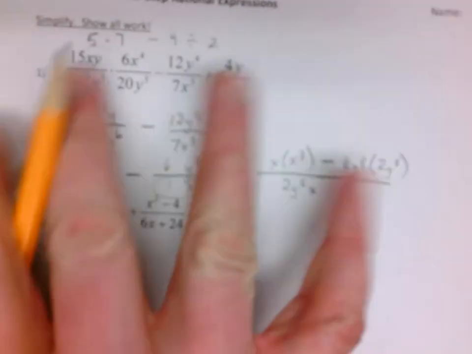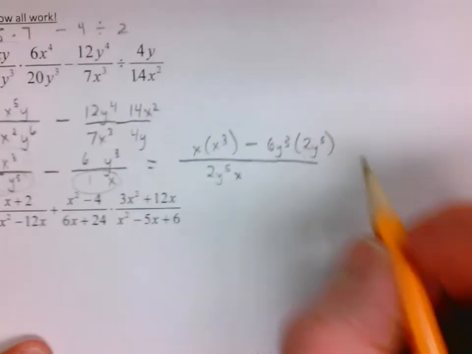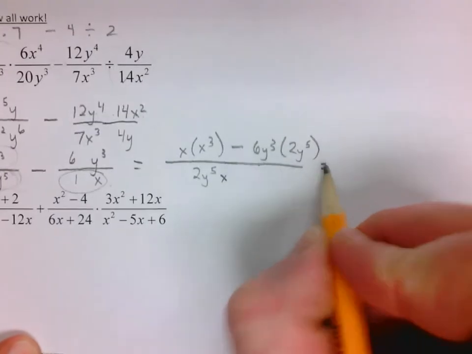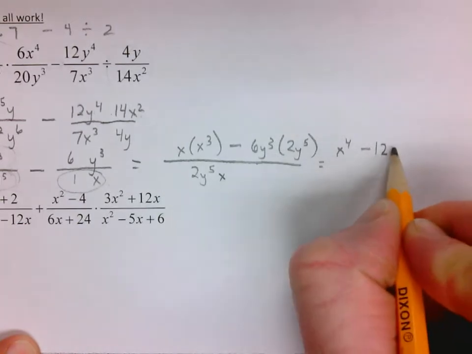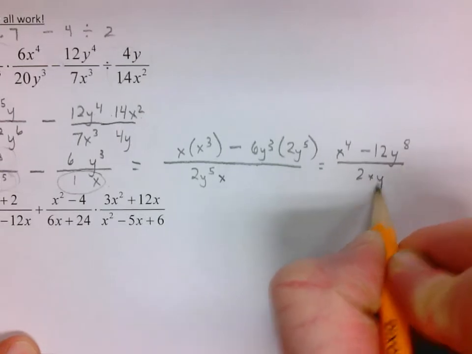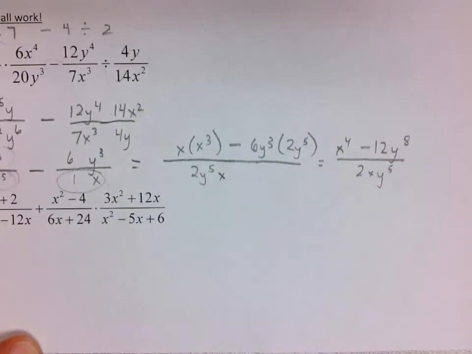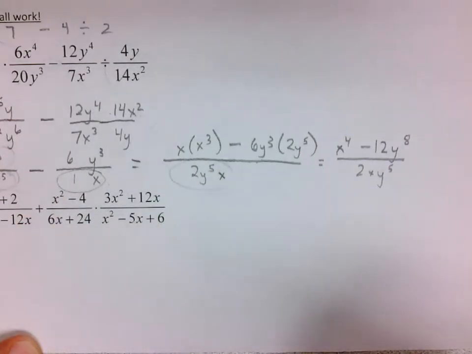Much easier to follow and check than a whole bunch of stuff all over the place that you've got to scribble out. x to the 4th minus 12y to the 8th all over 2xy to the 5th. If you get to the end, you should not be able to cancel anything out if you got the least common denominator. If you don't, right here, something will cancel out.